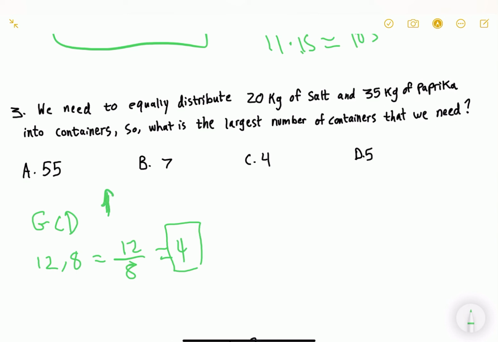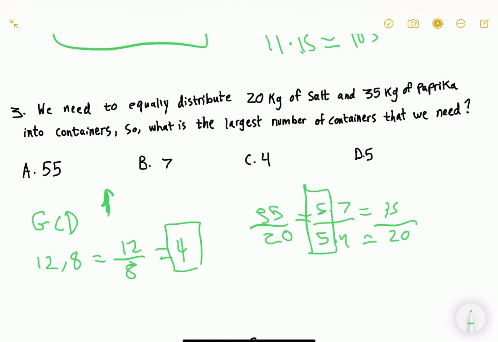So, we know that we have to do 35 over 20. And what are the multiples of 35 over 20? Just to recap. We know that if we multiply 5 by 7, it's going to equal 35. We know if we multiply 5 by 4, it's going to equal 20. Means that the GCD of this is 5. It means that the answer is D. Okay, this was pretty easy, right? Don't get tripped up by the words. It says the largest number.